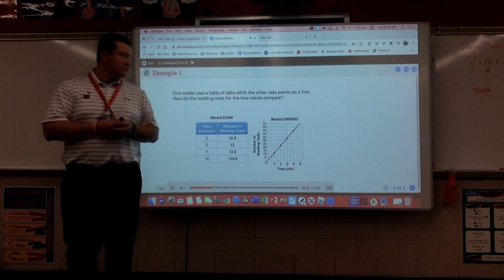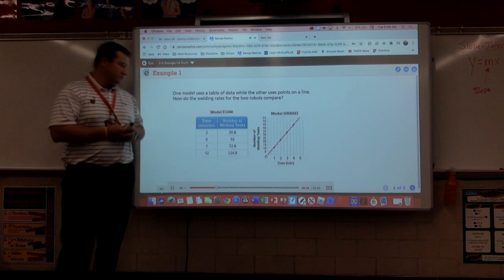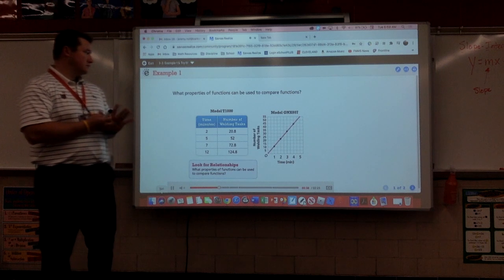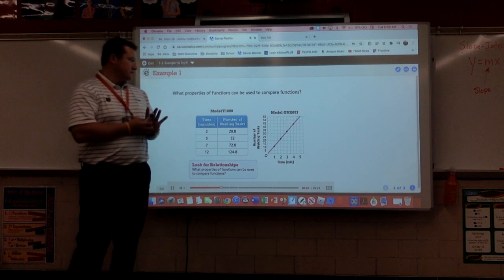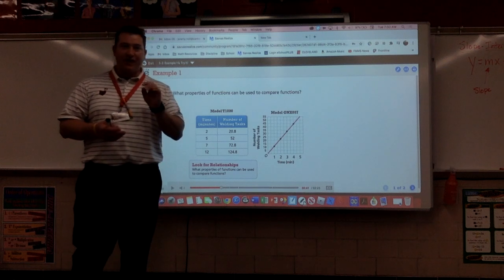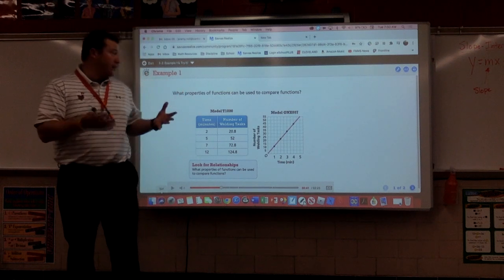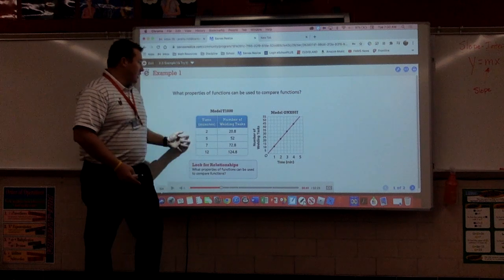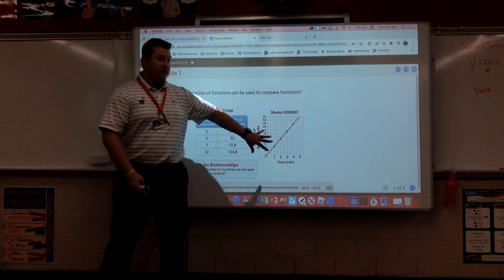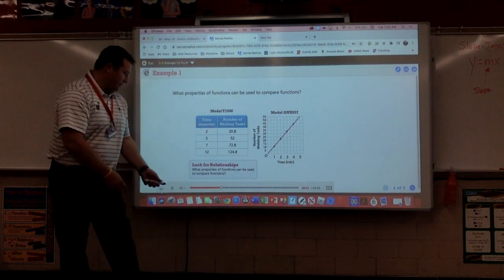How do the welding rates for the two robots compare? Look for relationships. What properties of functions can be used to compare functions? So again, we're talking about welding rates or rate of change. So that means slope, or we should be thinking slope here. So can we find slope of a table and slope on a graph? I think so.